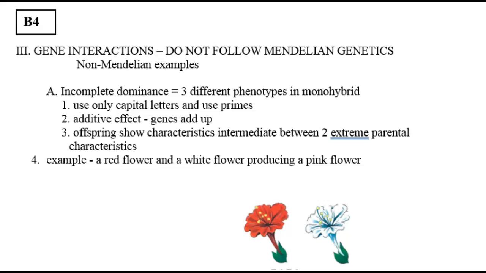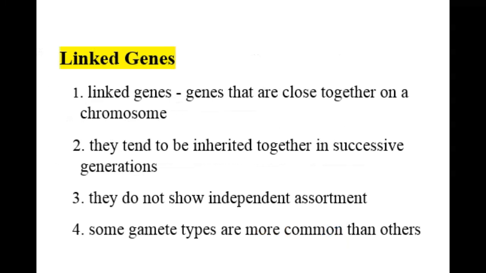There's not always a dominant allele that's going to completely mask a recessive allele. So we're going to be looking at those non-Mendelian examples, and we're going to be starting out with something that's not in your notes, something called linked genes. Genes that are close together on a chromosome tend to be inherited together. They're not going to show independent assortment. And so because of that, you're going to have some gamete types being more common than others.